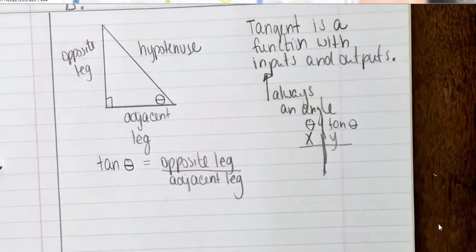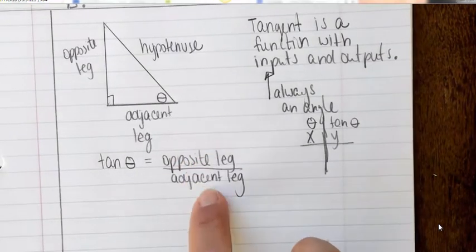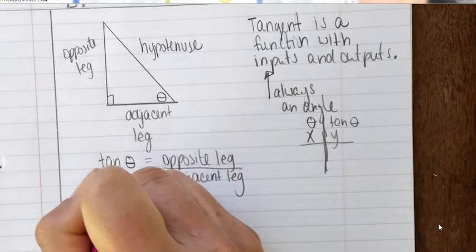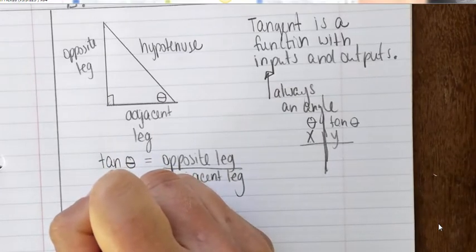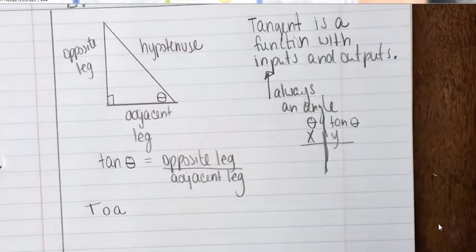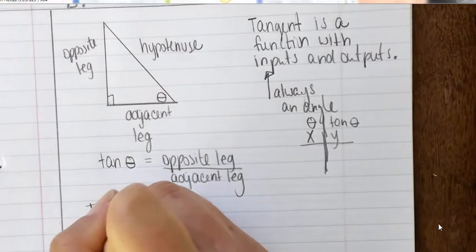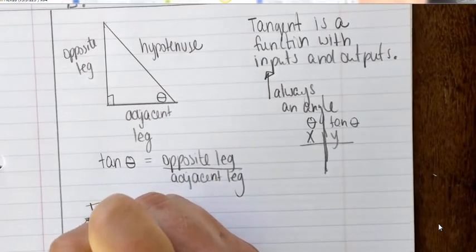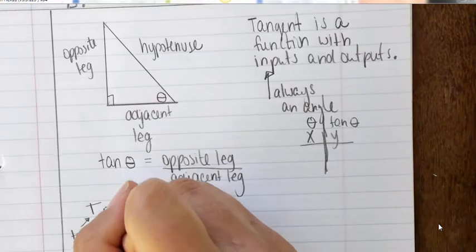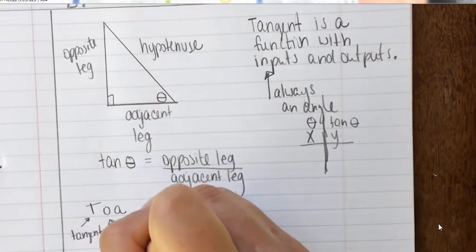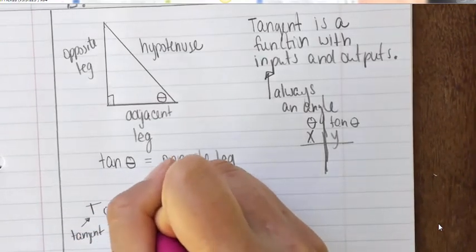All right. Now, there are little mnemonic devices where you can kind of memorize things. And the way that we can memorize that tangent is opposite leg over adjacent leg, we can use this thing called TOA, T-O-A, which basically says tangent goes with opposite over adjacent.